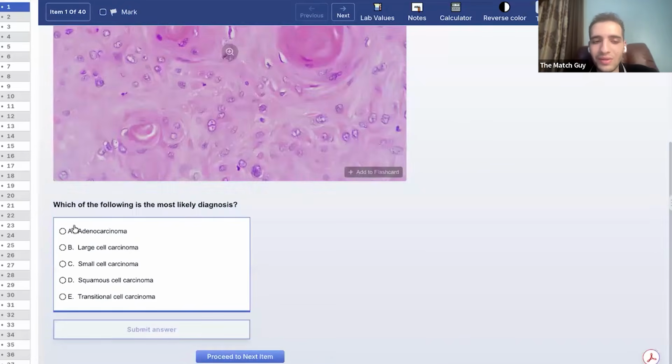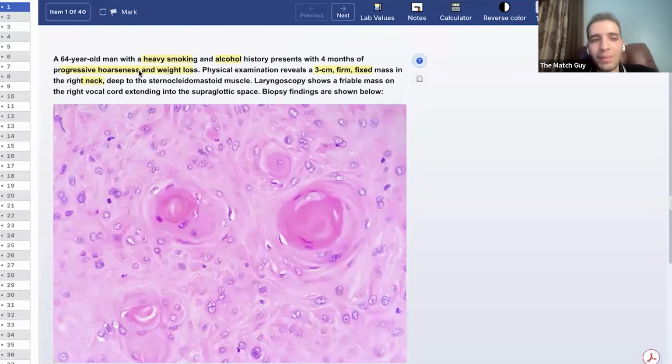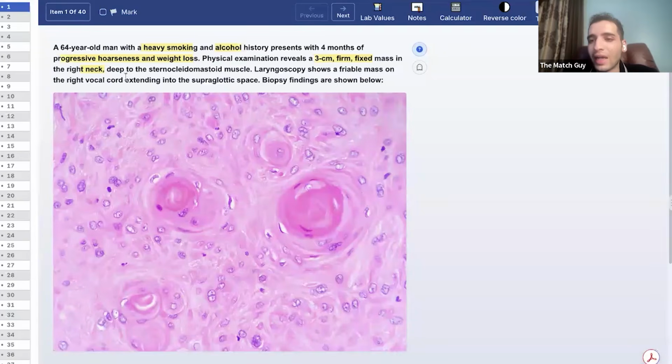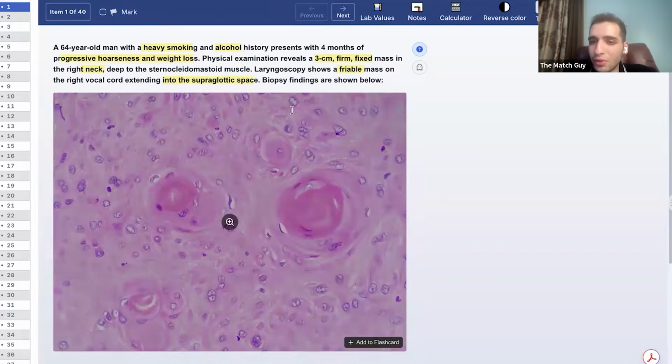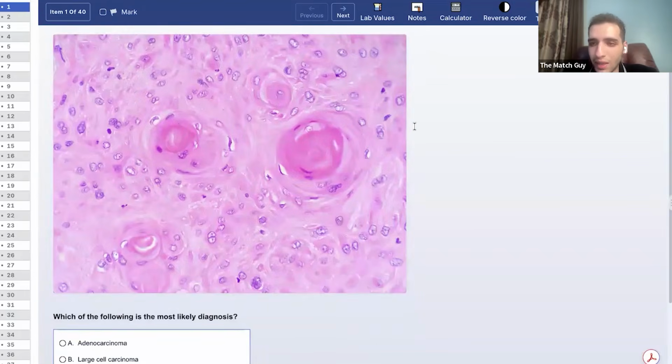So apparently it's not types of lung cancer only. Apparently this person is having a cancer of the head and neck. And then they said it's deep to the sternocleidomastoid muscle, and the laryngoscopy shows a variable mass on the right vocal cord extending into the supraglottic space, and the biopsy findings are shown below. And they're asking what's the most likely diagnosis.